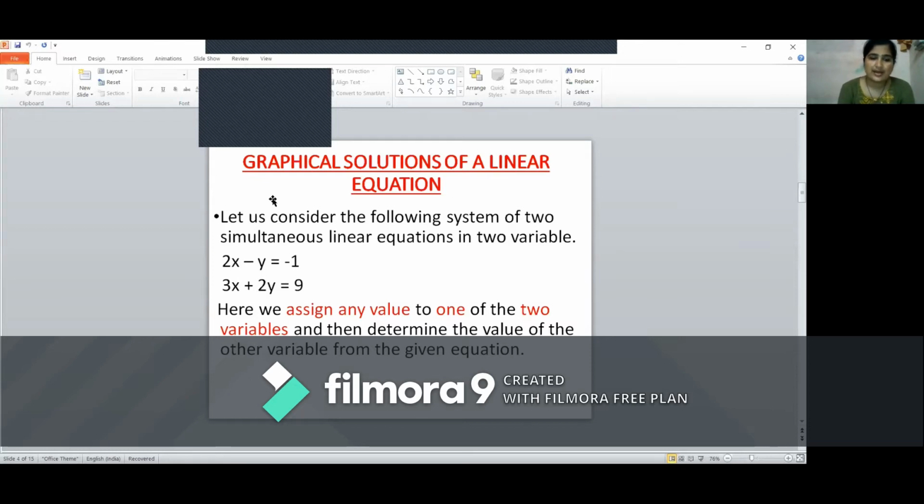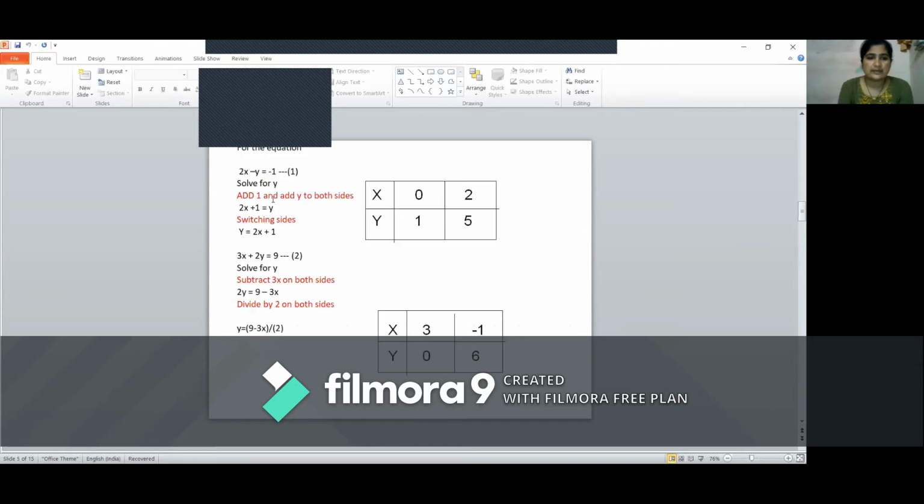Okay, so here I have to assign any value to any one of the variables. So let's assign the values as x, right, any values. So we have to get y in terms of x, and whatever assigned value we have taken, we have to substitute in the y, so we can find out y easily. In this way we can get the values of x and y. Okay, let's see for example.